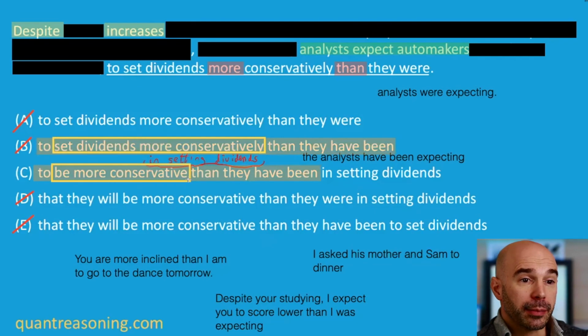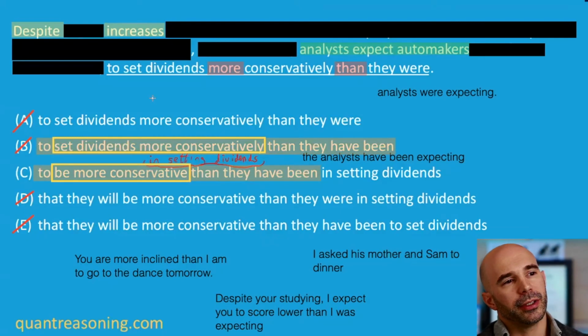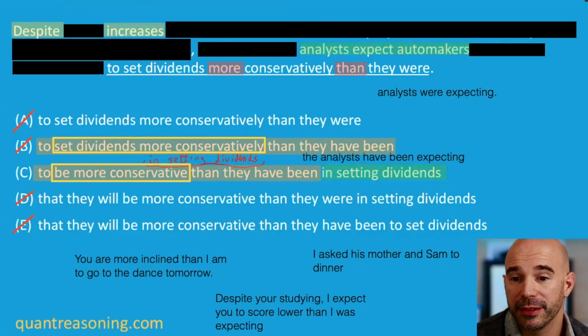All right, the analysts expect automakers to set dividends, or analysts expect automakers to be more conservative in setting dividends. So JD, what you're saying is the reason C succeeds where A and B failed is thanks to this here, that green highlight at the end. It removes any doubt. That's what it does.